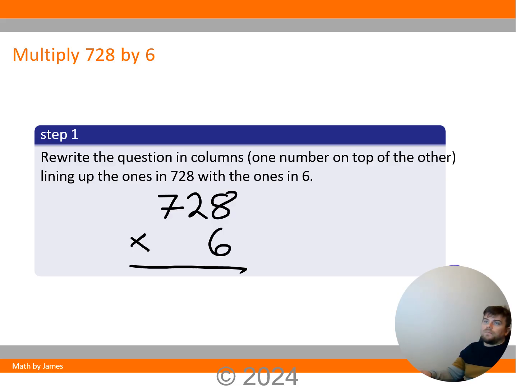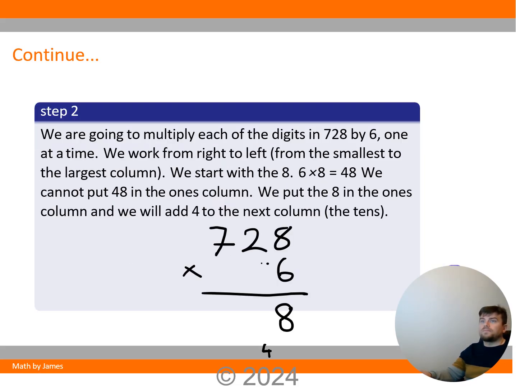Then we do step 2. So this means we're going to multiply each of the digits by 6, one at a time, working from right to left. So start with the smallest again. So this means we start with 6 times 8, which is 48. But what we need to do is we put an 8 in the ones, and carry the 4 over into the tens.